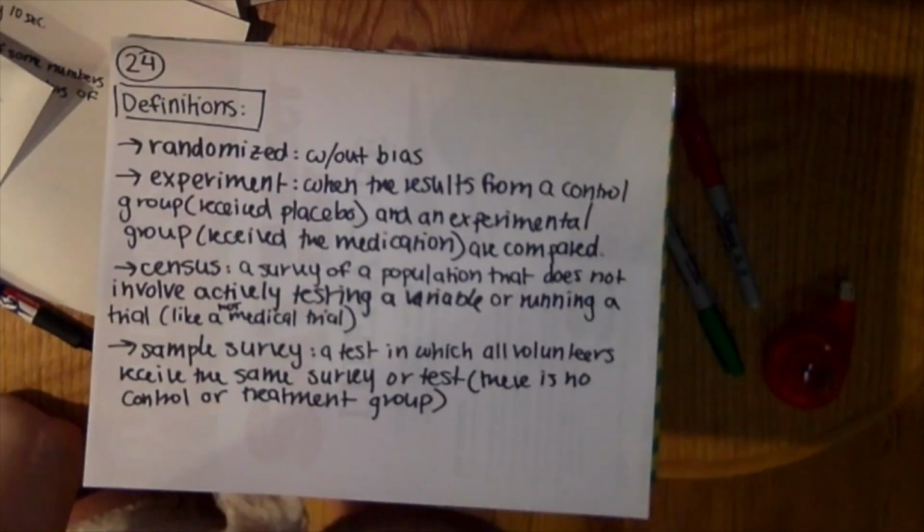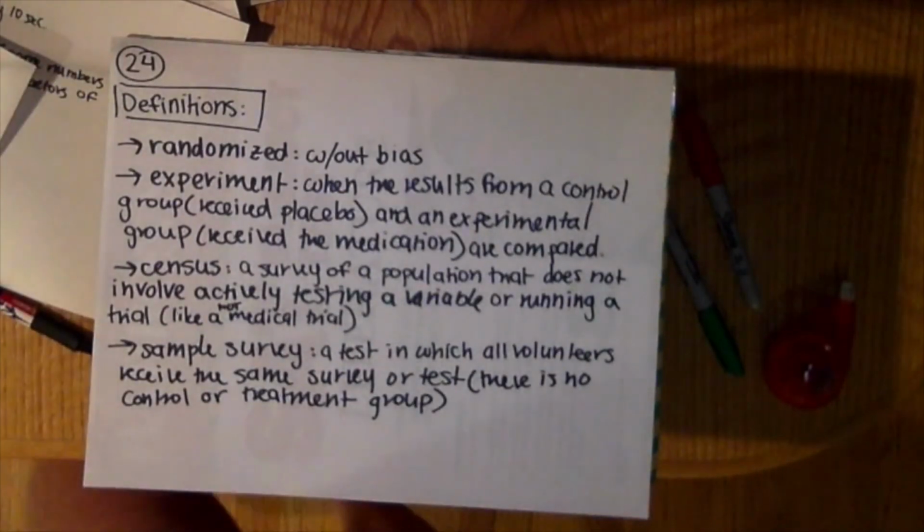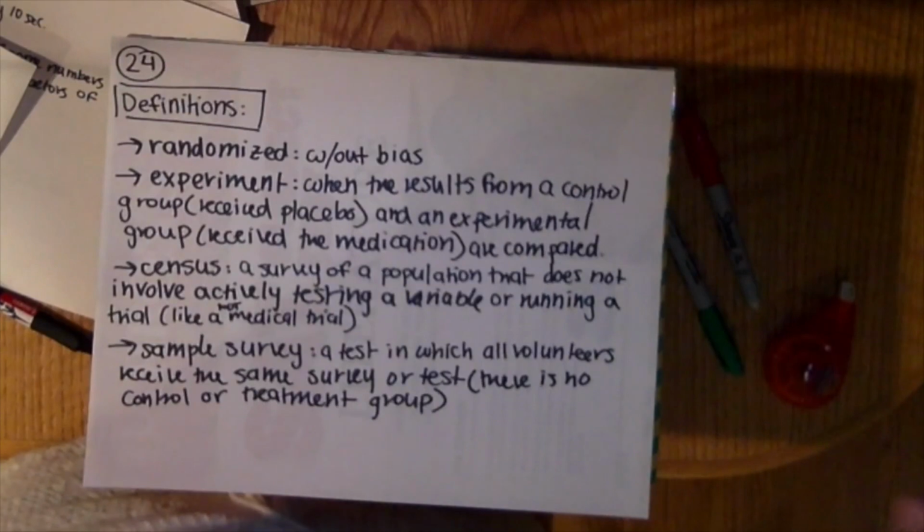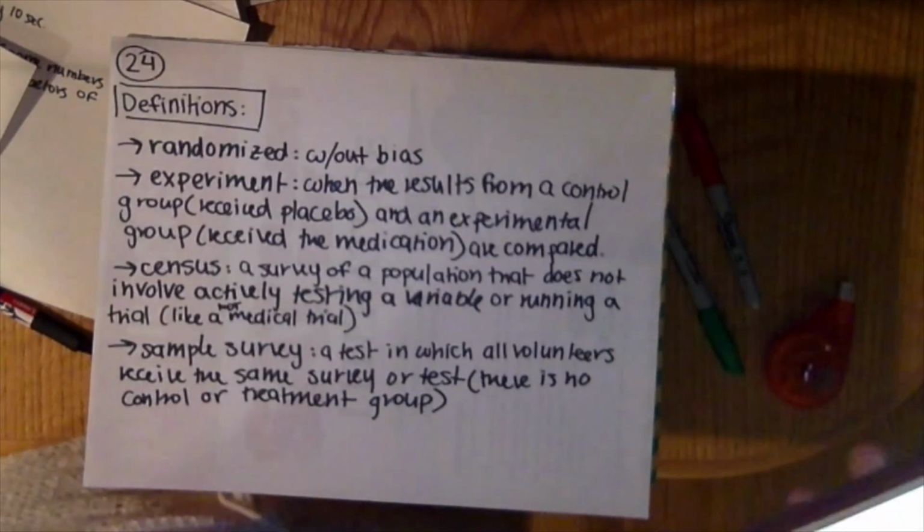So randomized means without bias. So because this question specifically mentioned that it is a randomized test, we know that our answer is either going to be F, G, or J. You can cross out H and K. Alright, next, an experiment is when the results from a control group, in this case the group that received the placebo, and an experimental group, which in this case received the medication, are compared. So in this case, since we have a control group and an experimental group, we know that it is an experiment. So that leaves us with only G.